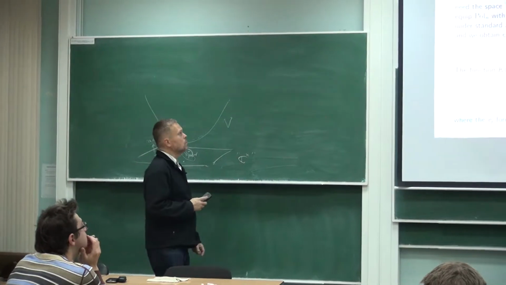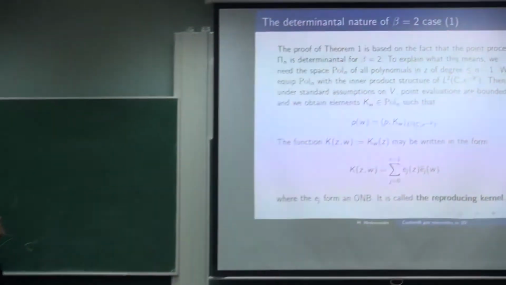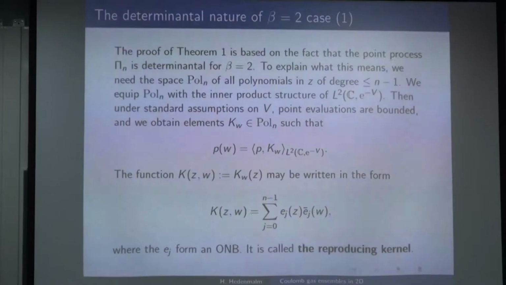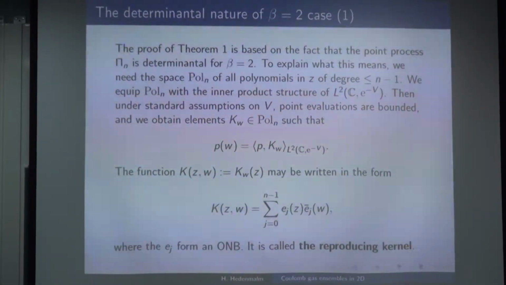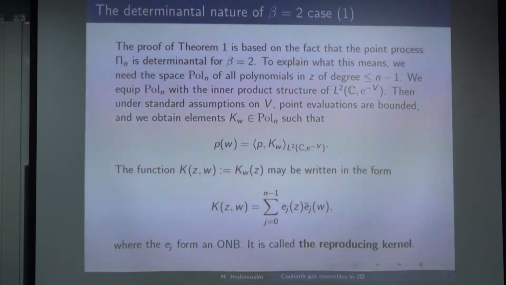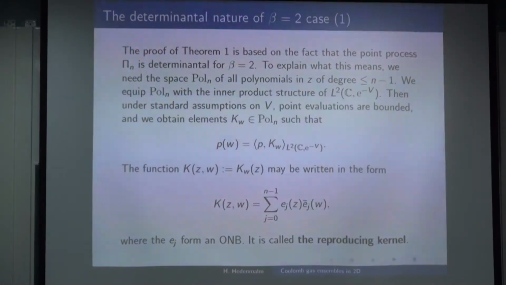Okay, now I want to tell you something more about the structure, which is special about beta equals 2. So here, in this case, we have a so-called determinantal process. To explain what that means, we need the space of polynomials of degree less than or equal to n minus 1. And then we give this space of polynomials the inner product structure of the space L2 on the whole plane with respect to the weight, which is e to the minus V.